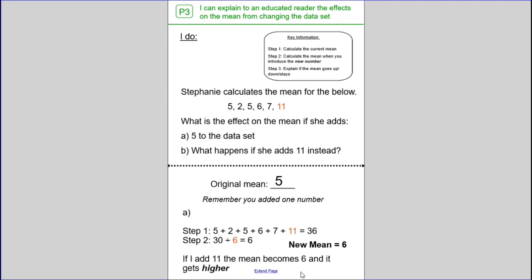What happens if we add 11 instead? So what I'm going to do is I'm going to introduce the number 11 to my dataset. Step 1, I'm going to add up all the numbers, including the 11, which gives me 36. Then I'm going to divide by 6 once again, because once I introduce 11, I'm going to have 6 numbers in my new dataset, so the mean now becomes 6. So step 3, remember, explain if the mean goes up, down, or if it stays. So if I add 11, what happens to the mean? The mean becomes 6 and it gets higher, as you can see. So I have a mean of 5 and I'm comparing it against the new mean of 6. We can see the new mean is higher than the original mean.